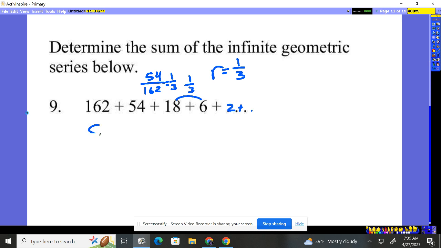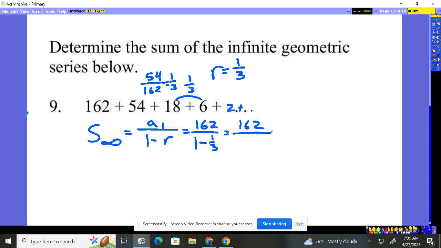What's the formula? Well, the sum going to infinity, it's so simple. It's the first term over 1 minus that common ratio. Well, what's our first term here? 162. 1 minus what is our r? It's a third. So this is 162 divided by 1 minus a third, which is 2/3.